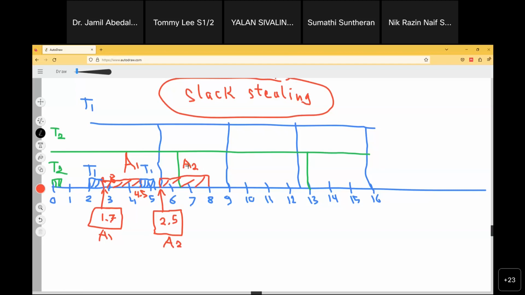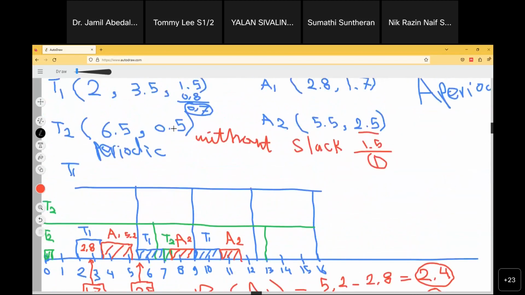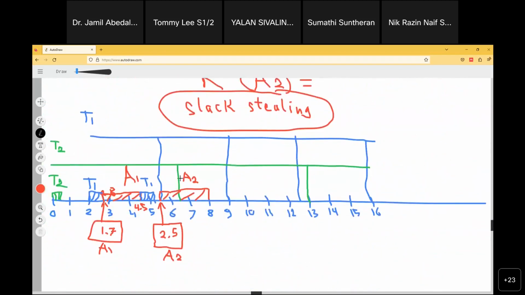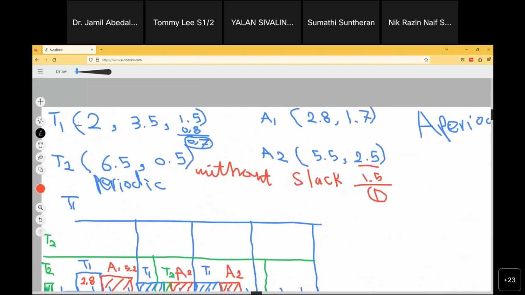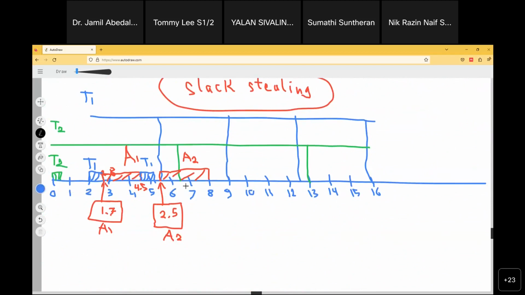We should execute task 1. Look at task 2. Task 2 also needs to be executed. But for task 2, how many units do we need to execute? 0.5. And we have the whole time from 6.5 until 13, so definitely there will be no missed deadline. The critical issue is task 1. How many units do we need to execute of task 1? 1.5. Can we execute the 1.5 here? No. We have only 1 unit here. It will be a missed deadline. So what we are doing is wrong.